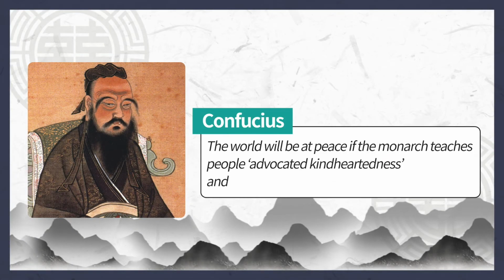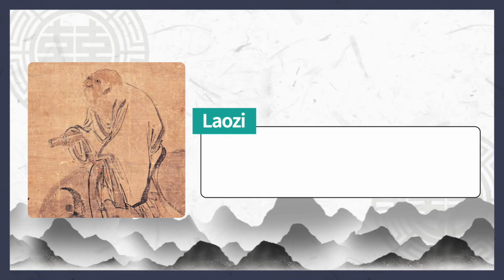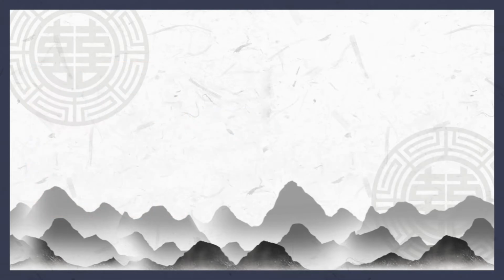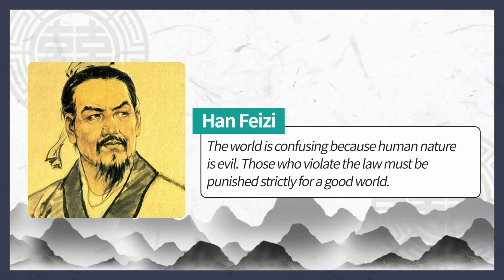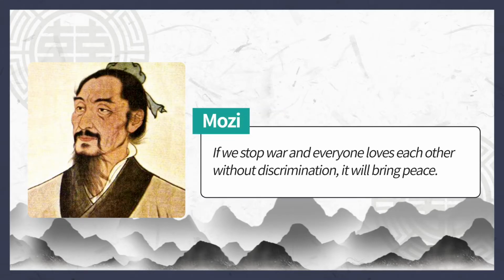Confucius: The world will be at peace if the monarch teaches people kind-heartedness and appropriate behavior and imbues virtues. Laozi: Artificial things such as morality or law confuse the world. Confusion can be resolved by living naturally. Han Feizi: The world is confusing because human nature is evil. Those who violate the law must be punished strictly for a good world. Mozi: If we stop war and everyone loves each other without discrimination, it will bring peace.